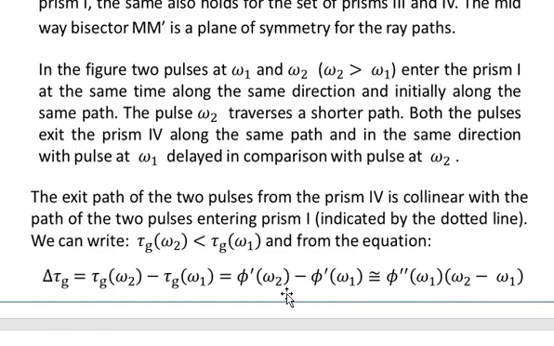And this can also be represented in terms of phi double prime of omega 1 multiplied by the factor omega 2 minus omega 1. I have used previous equations in order to write down this relationship. So delta tau g can be defined as tau g at omega 2 minus tau g at omega 1, and the next two relationships I have obtained by using the previous relationships that I have discussed in the presentation.